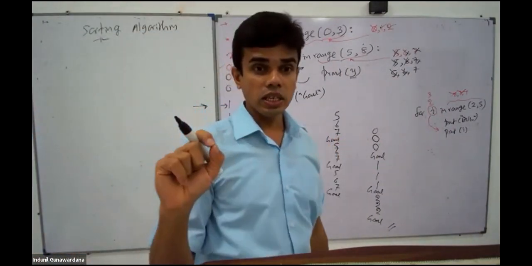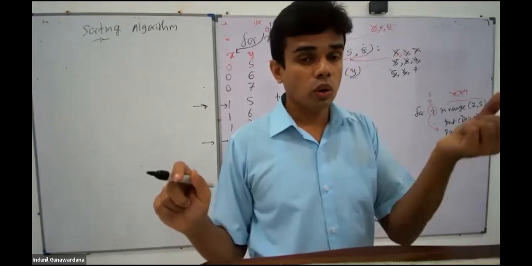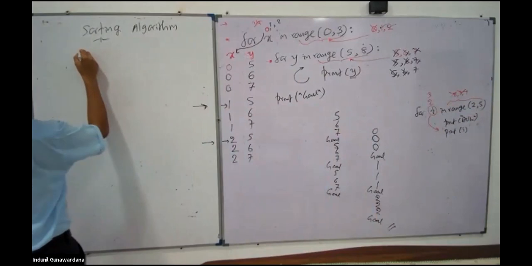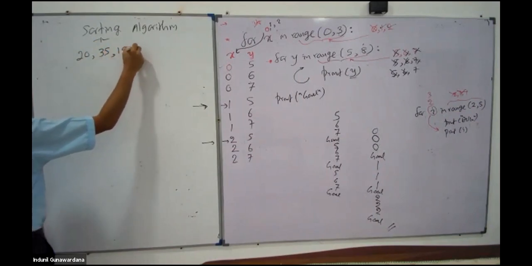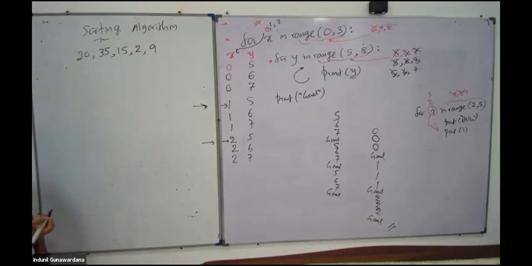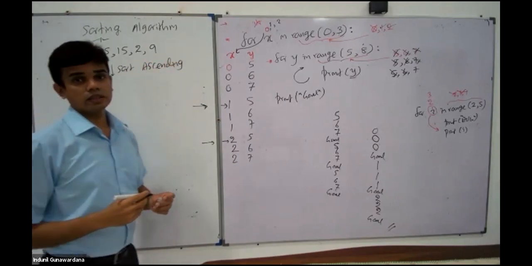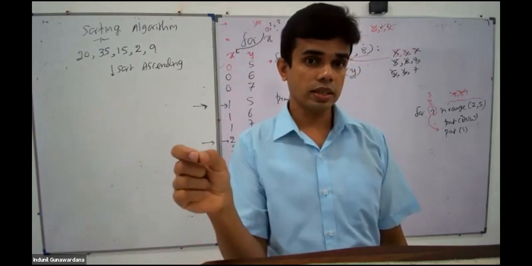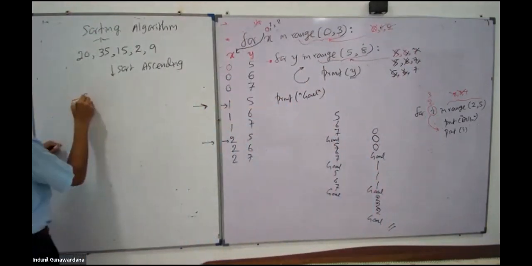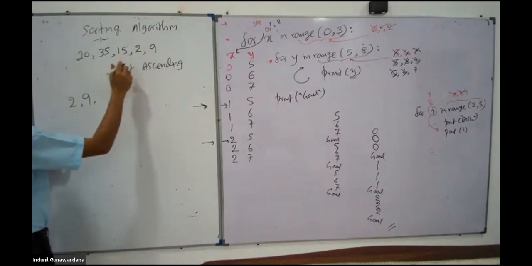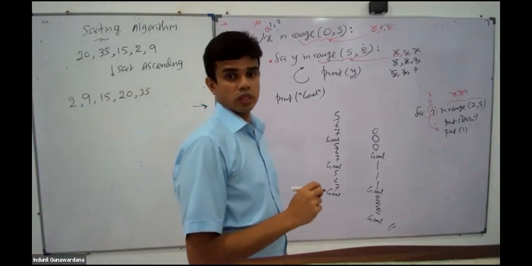Sorting is arranging a set of values, maybe numbers or letters, into an order. Basically, we go for alphabetical order or quantity order. If I have a set of values like 20, 35, 15, sometimes 2 and 9, how do you sort them in ascending order? What is ascending? Smallest to largest. Descending is largest to smallest. So when I do the sorting, what value comes first? 2, then 9, after that 15, then 20 and 35. This is the way we sort it.